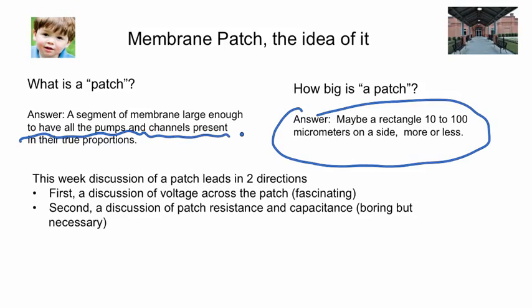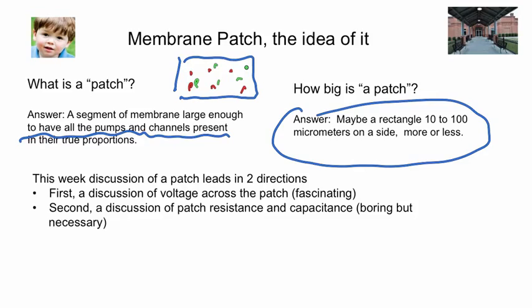So you have to picture this in the right way. A patch, say if it's rectangular, would be like this. Then in the patch are scattered different structures that are inserted into the membrane. So maybe here's some channels, and maybe here's some pumps. A patch has to be big enough that these channels and pumps have to be present, and they have to be present in approximately their true proportions in the membrane as a whole. That's the idea of a patch.